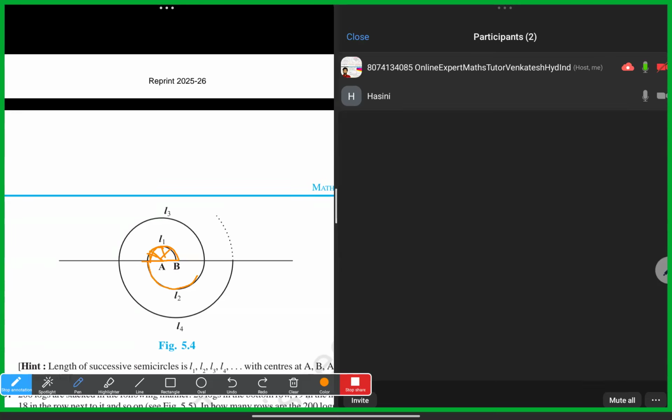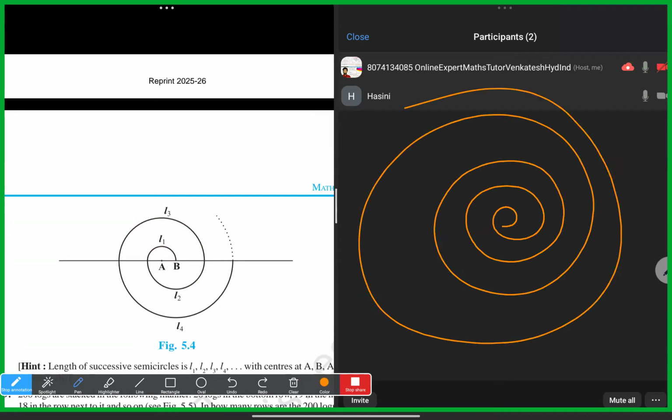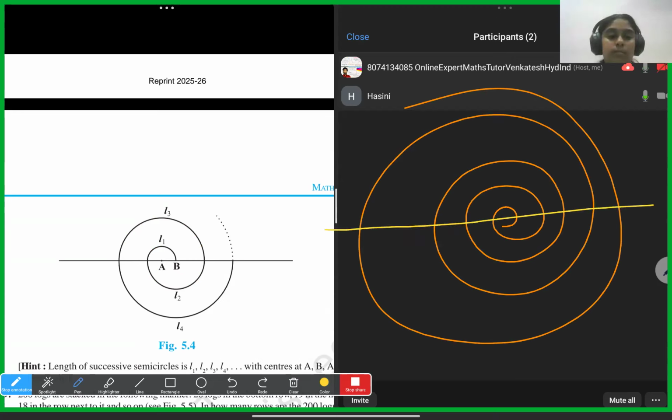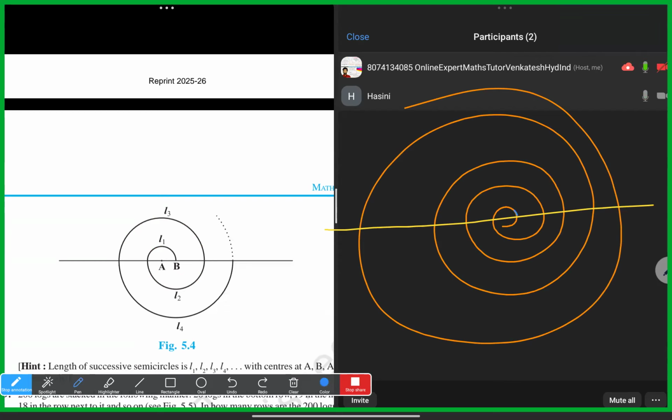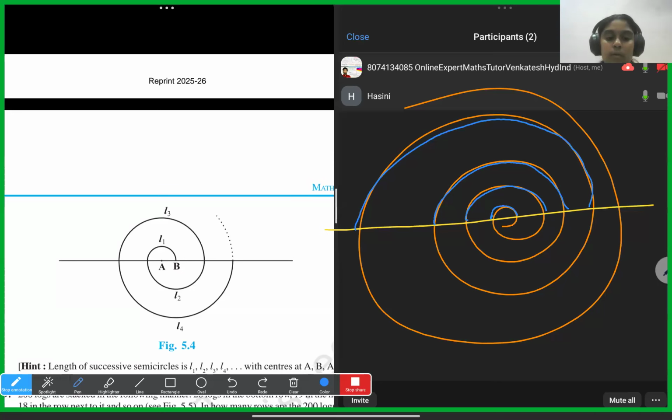Now, if you observe this semicircle, the radius is increased. Now again, this bigger semicircle. If you draw a spiral, Hasni, like this, for understanding purposes, we are drawing a line at the center. Now, if you draw the line at the center, you will see many circles here. First this circle, then these semicircles. You can imagine them as semicircles. There is a constant change in radius, Hasni, if you observe.